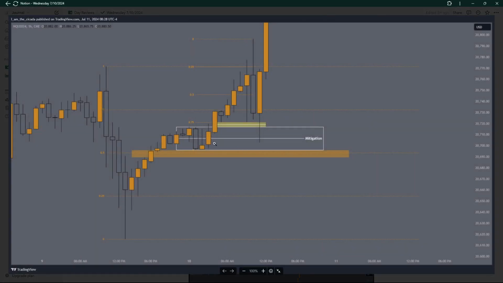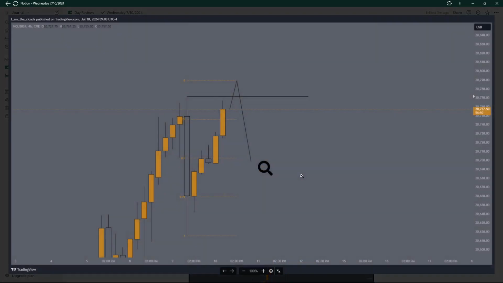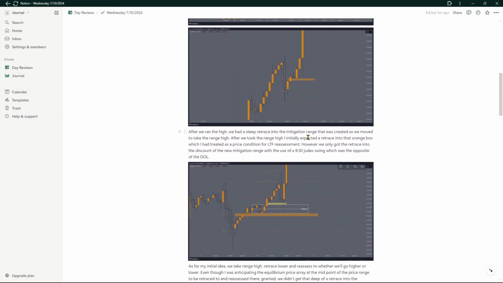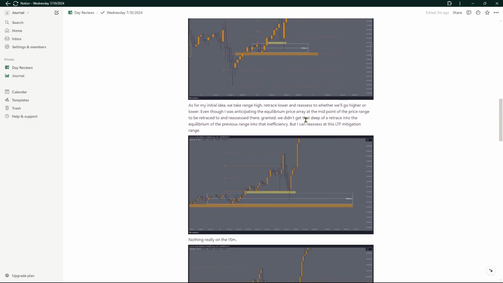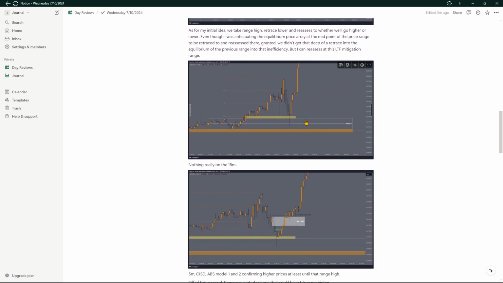So as you can see here, I have the mitigation range marked out, which was from this low to this high. And then we got a retrace into discount of the price level and this imbalance here, which I think was on the 4-hour. Yeah, it was on the 4-hour. And the mitigation, and we have the reassessment take place here instead of here, which is where I had originally marked out. So let's move into the assessment.